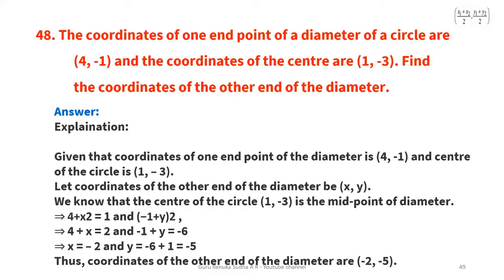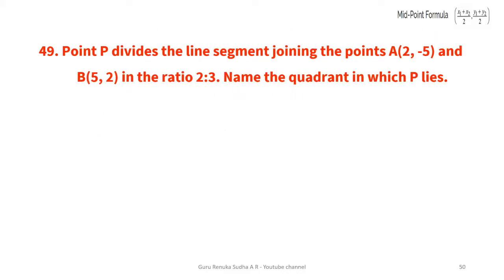Okay, here is the diagram, so you can observe once and you can calculate easily. Okay, 49th problem. Point P divides the line segment joining the points A and B in the ratio 2:3. Name the quadrant in which P lies.